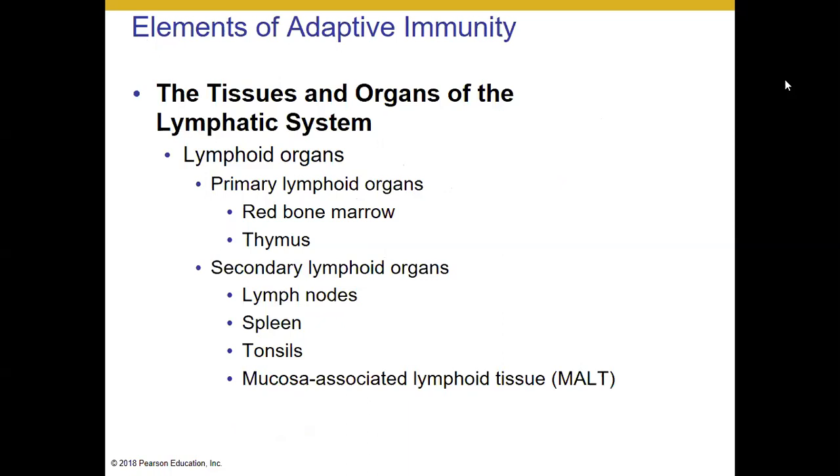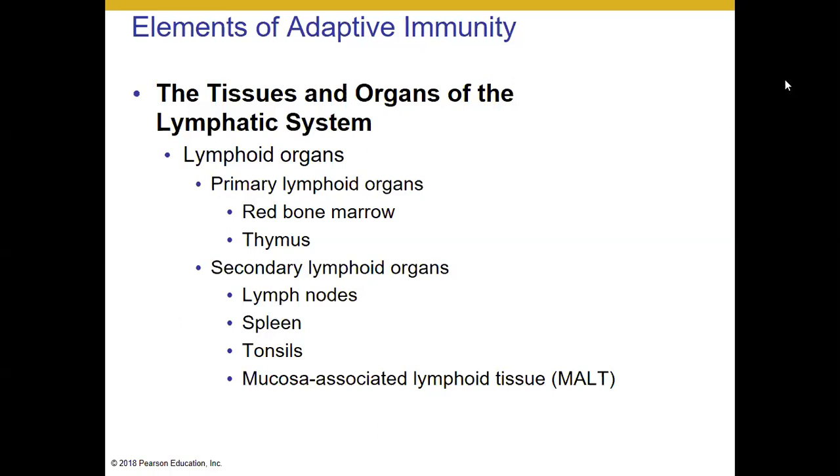So again, we won't spend a ton of time on these, but you do have primary lymph organs and secondary lymph organs. So your primary lymph organs are going to be your red bone marrow and your thymus. We have mentioned it a time or two. Your red bone marrow is where those hematopoietic stem cells can differentiate into something like a T cell or a B cell. In the case of B cells, the red bone marrow is where they go through their maturation process. In the case of T cells, they leave the bone marrow and go to the thymus where they finish maturing. So that's why we call those our primary lymph organs.